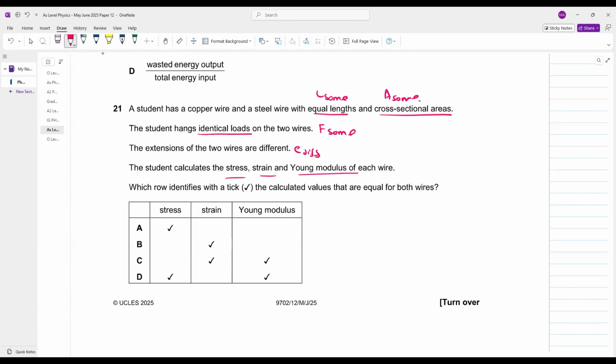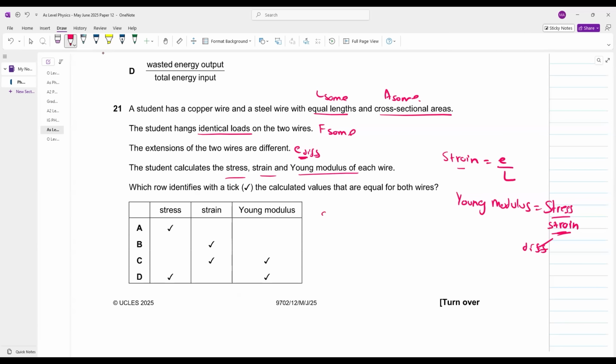अच्छा जी. कौन सी वैल्यूज इक्वल होंगी फॉर बोथ वायर्स? बेटा अब आपको पता है स्ट्रेन क्या होता है? स्ट्रेन इज इक्वल टू एक्सटेंशन ओवर लेंथ. सिंस बोथ द वायर्स हैव डिफरेंट एक्सटेंशन, स्ट्रेन दोनों की डिफरेंट होगी, सो देयर विल बी नो टिक इन प्लेस ऑफ स्ट्रेन. यंग्स मॉड्यूलस आपको पता है क्या होता है? यंग्स मॉड्यूलस इज इक्वल टू स्ट्रेस ओवर स्ट्रेन. इफ स्ट्रेन फॉर बोथ द वायर्स इज डिफरेंट, अगर ये वैल्यू डिफरेंट है तो यंग्स मॉड्यूलस भी ऑब्वियसली डिफरेंट होगा.